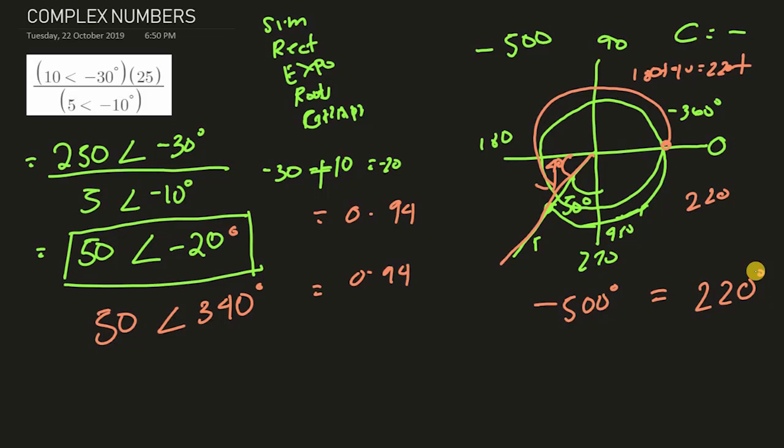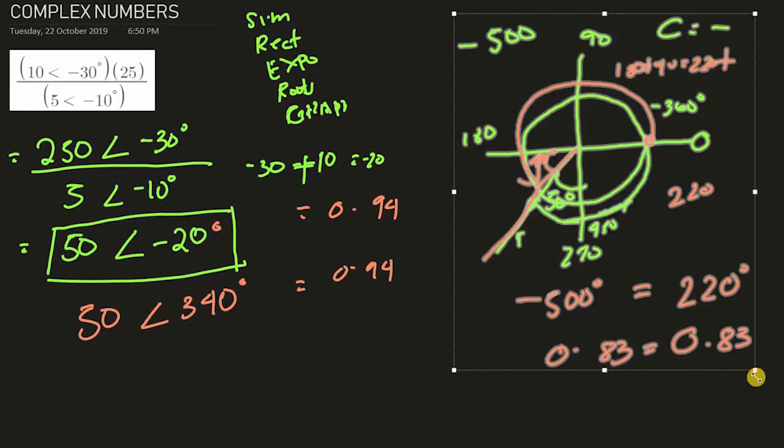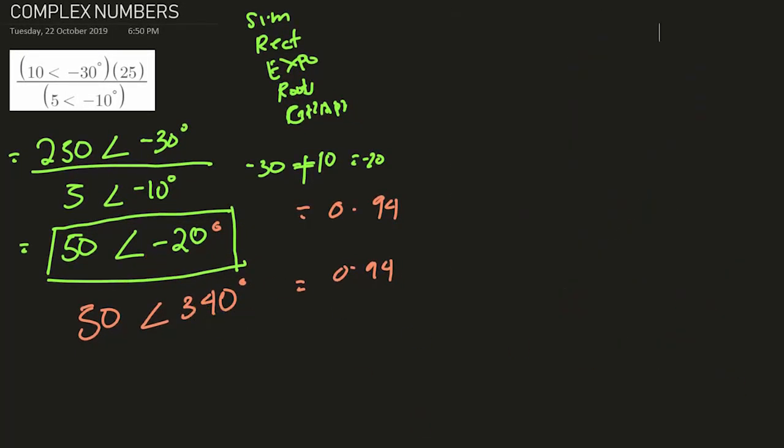So, let's prove that. Let's use any trig function. So, for example, I choose tangent. Tangent of negative 500 would yield me 0.83. So, dapat pag itatangent ko rin to, dapat same rin yung value. Tangent 220 approx at yes, we have proved it. 0.83. Equal sila. Ibig sabihin, tama yung sagot natin. That's it for explaining how to convert this negative angle to a positive angle.